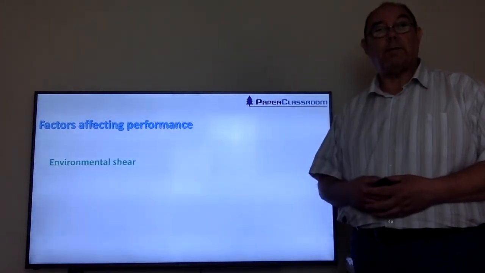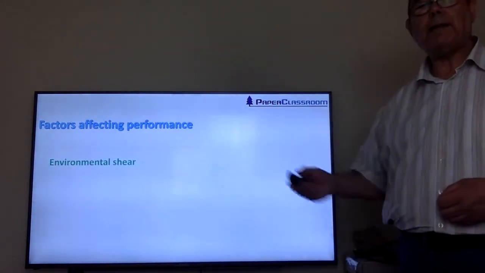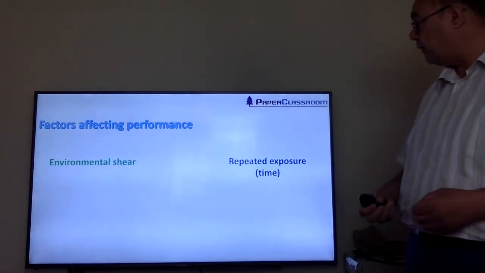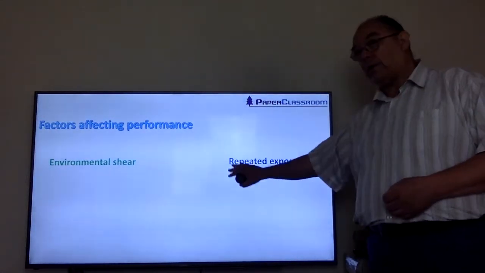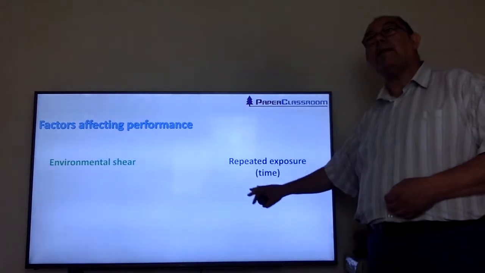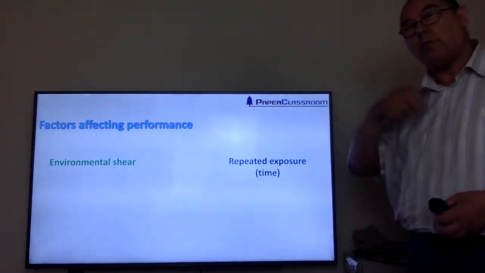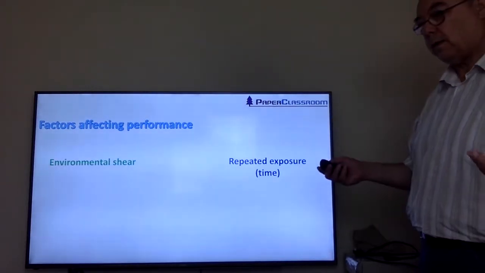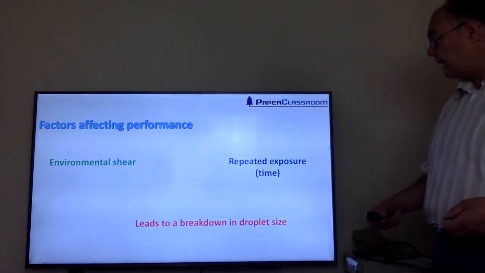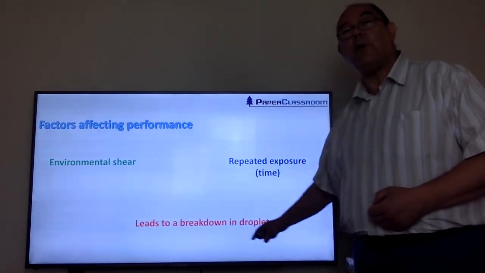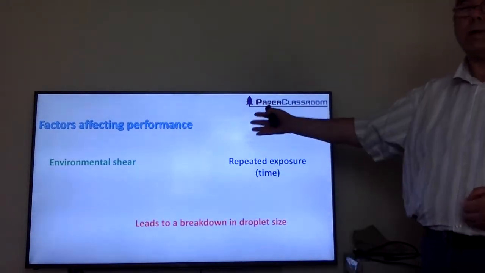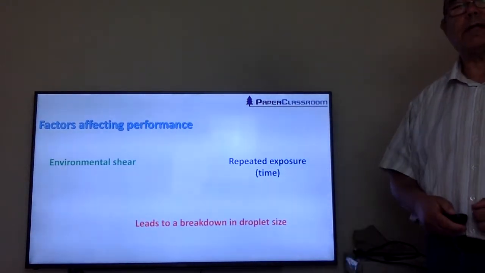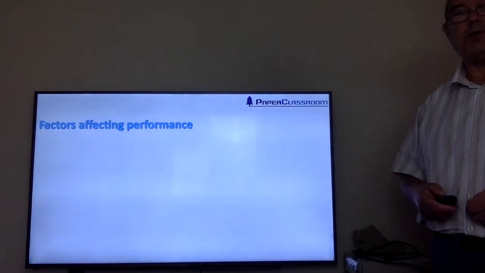So, other things that will affect performance. Environmental shear. If you've got a lot of environmental shear, or if the antifoam is staying in the system for a long time and it's repeatedly damaging foam and going through pumps and things, then it's going to lead to a breakdown in droplet size, and what you'll get then is what we've just seen on the previous slide. It won't do its job.